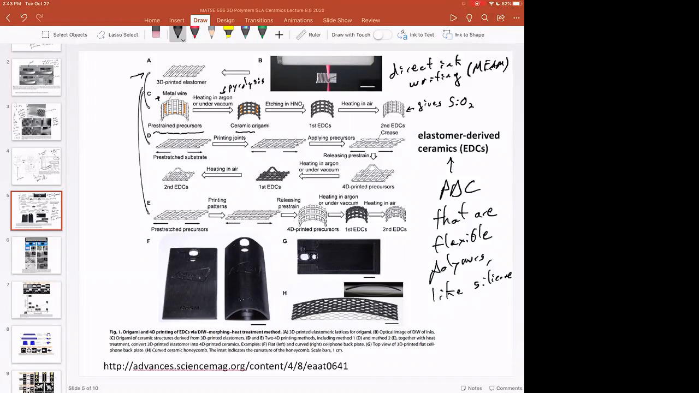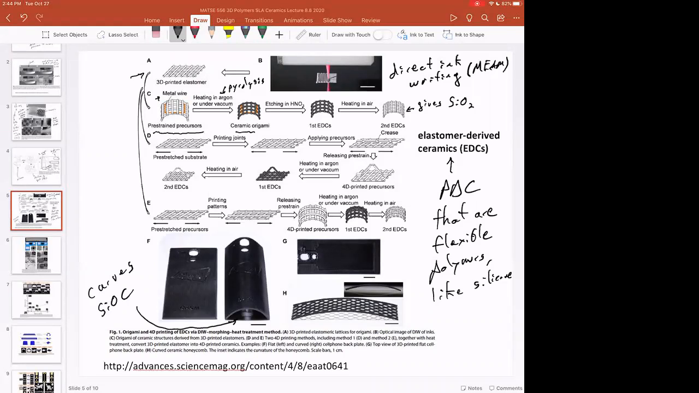Silicon oxycarbide is black. And so as you look at the different diagrams here, and this is very complicated because they're doing a couple different things, you can get either silica majority composites, ceramics, or silicon oxycarbide phases. And now you can get curved silicon oxycarbide, which is just really hard to do otherwise.